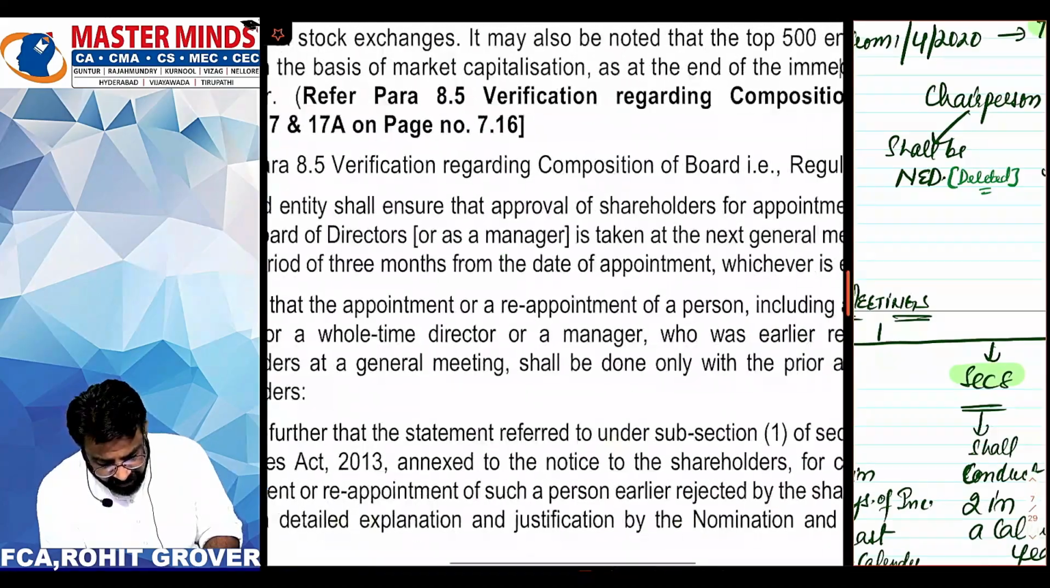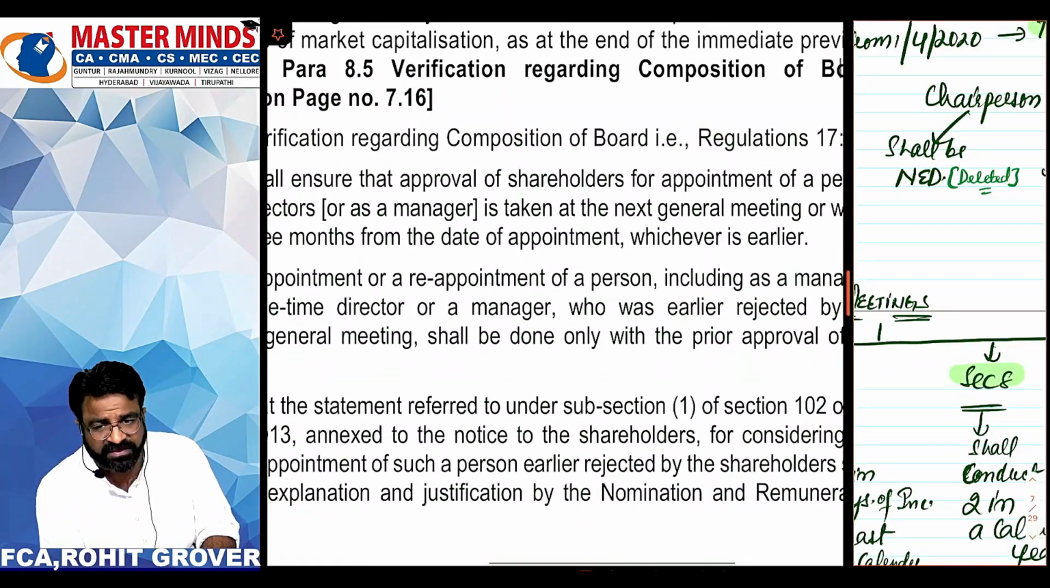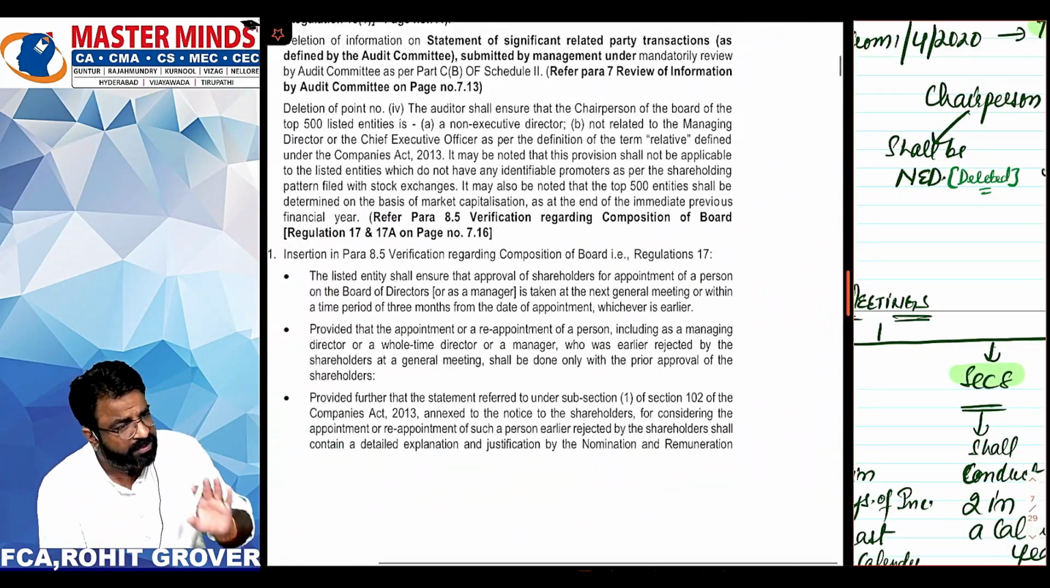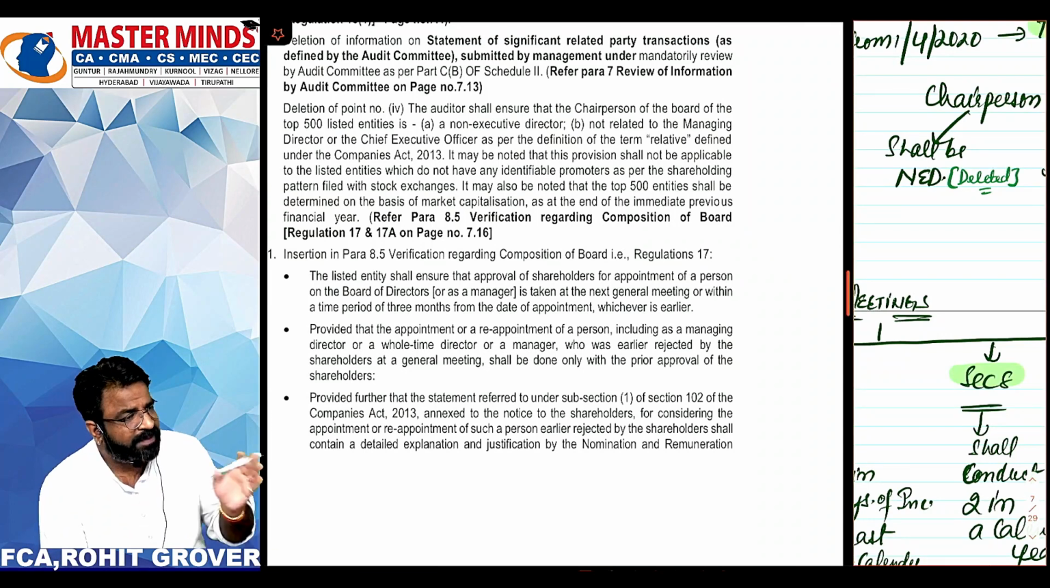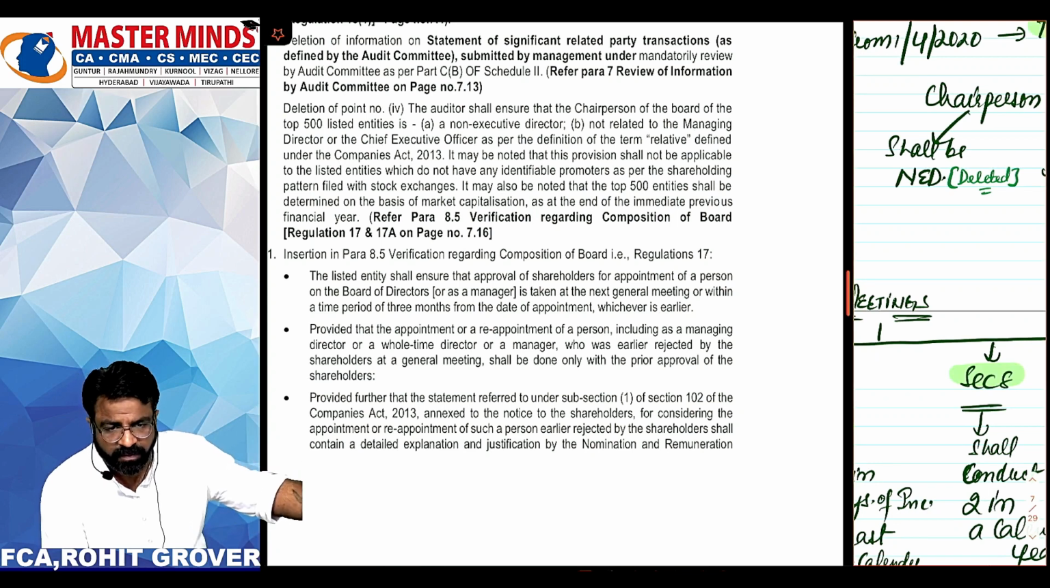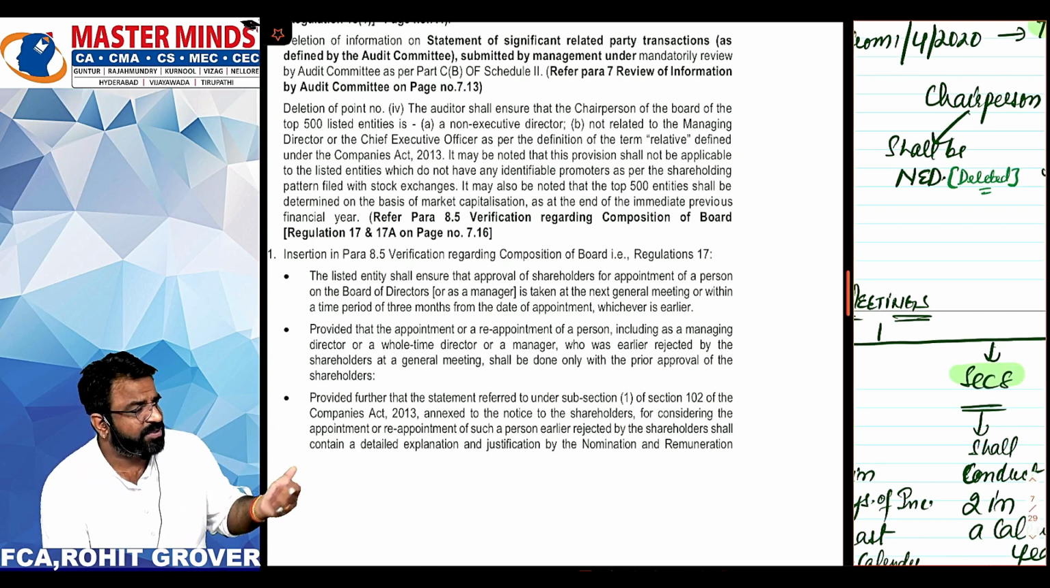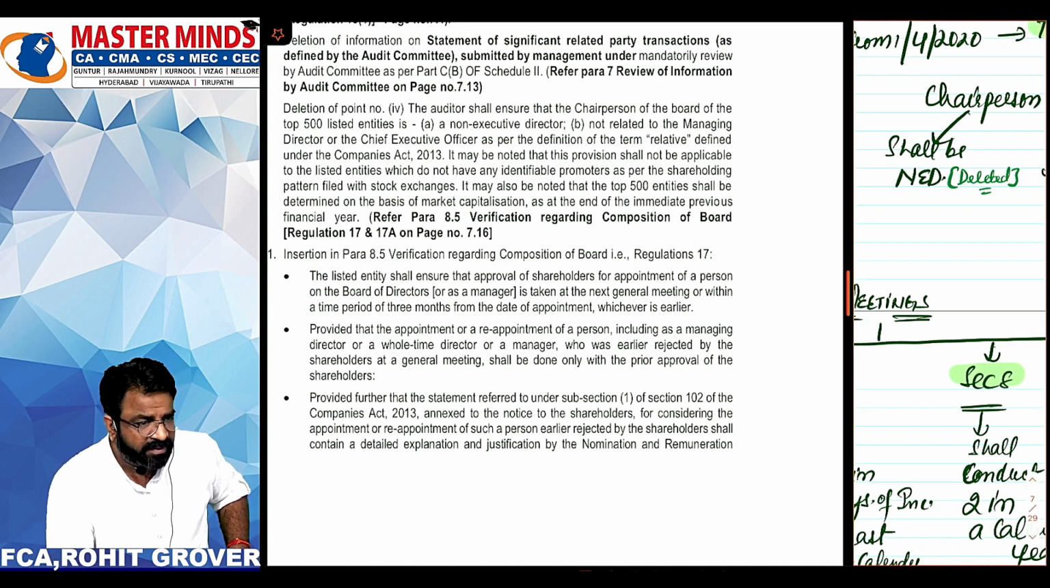Period of 3 months from the date of appointment, whichever is earlier. So first you appoint the board of directors or you appoint a manager. And once they have been appointed, then in the coming general meeting or the coming 3 months, whichever is earlier, you have to take the permission of whom? Shareholders. Are you getting the point?